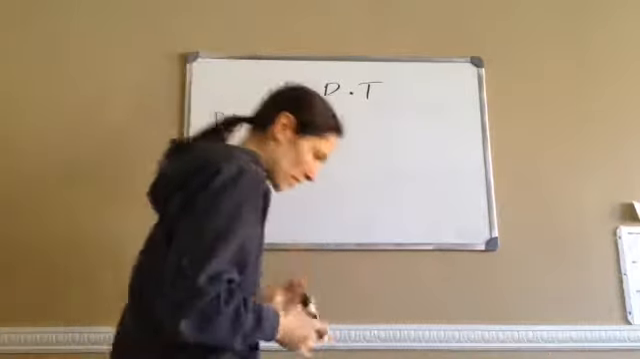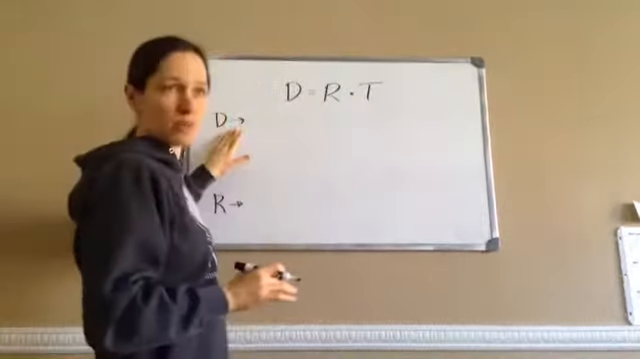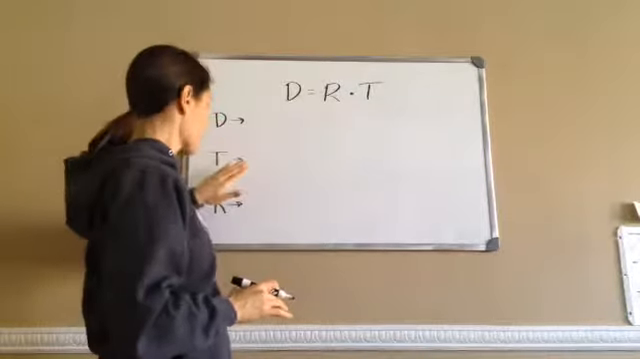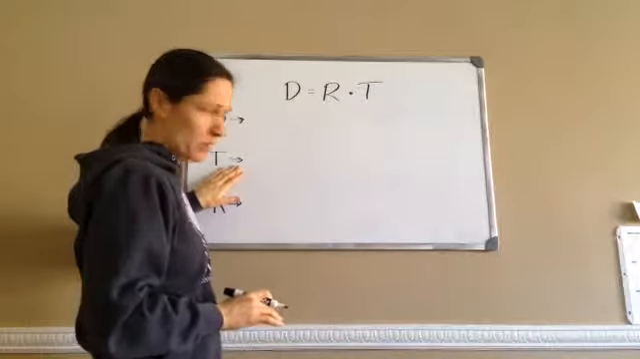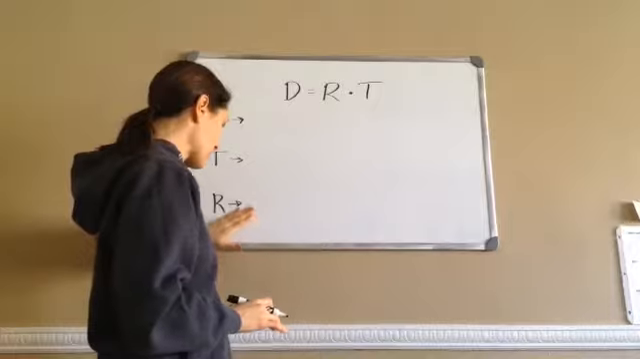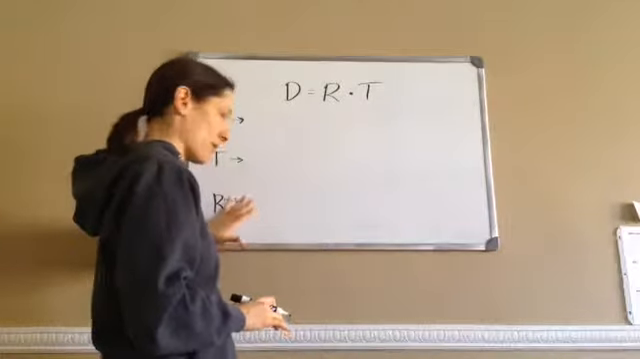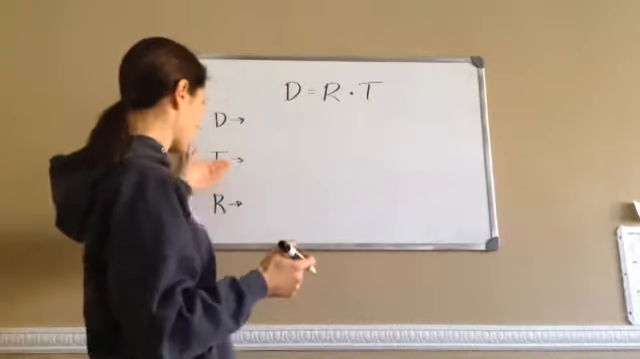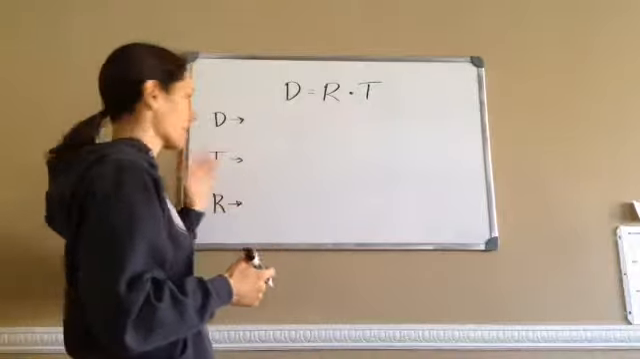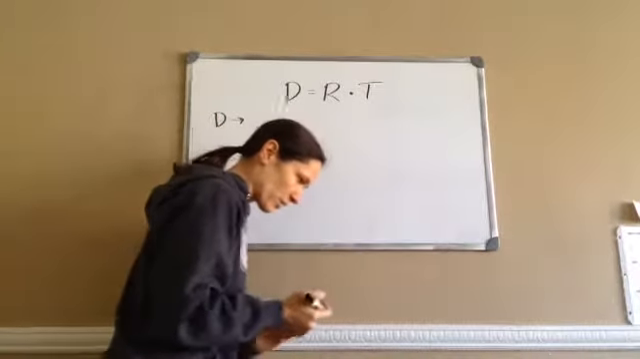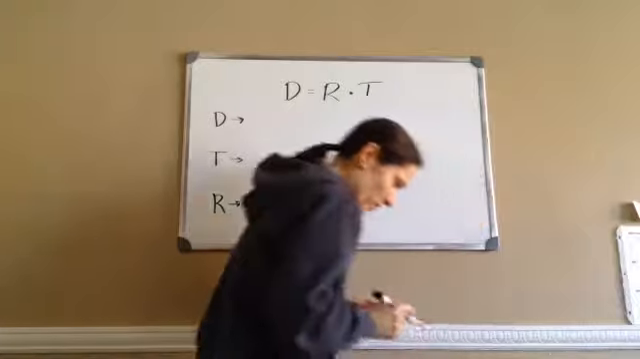Let's read the problem, and we're going to try to come up with some equations about distance. We're going to read the problem and try to come up with some equations about time. And then we're going to read the problem and try to come up with equations about the rate. Sometimes you may not get anything from one of them, and that's okay. But that's how I wanted to break it up this time. Okay, so here's what it says.